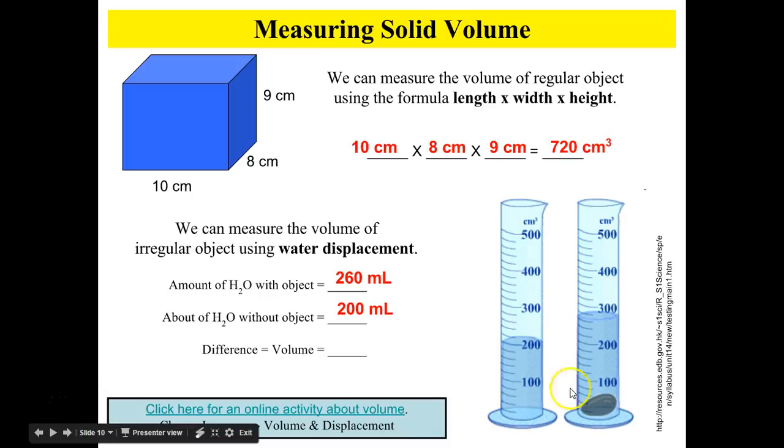And then to find the volume of the rock, we just look at the difference. How much did the water go up? Well, it went up by 60 milliliters. So the rock over here has to be 60 milliliters of volume, or 60 cubic centimeters.